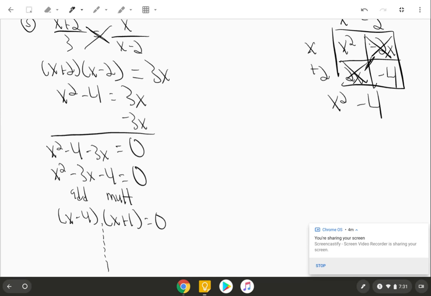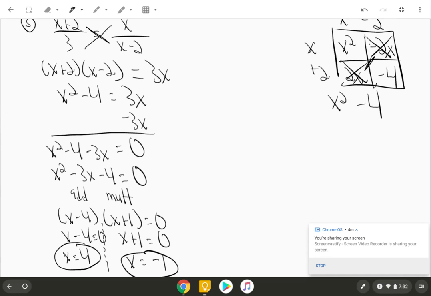So I can go ahead and set both of these factors equal to 0 and solve for x. So this will give me x equals 4. And the other side will give me x equals negative 1. X plus 1 equals 0, so x will be equal to negative 1. Whoops, not sure what happened there. Here we go. X equals negative 1.